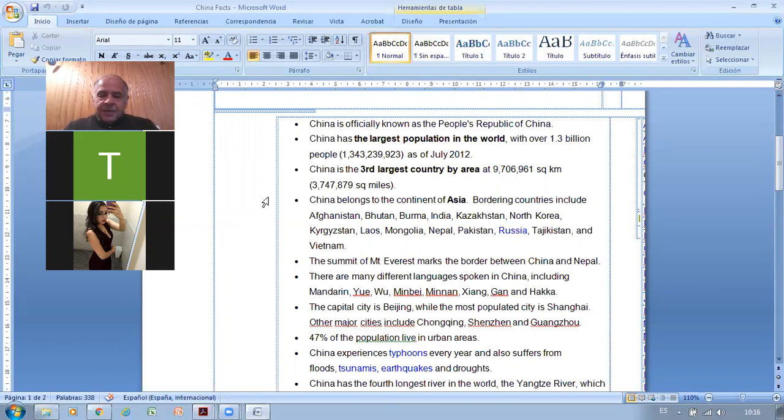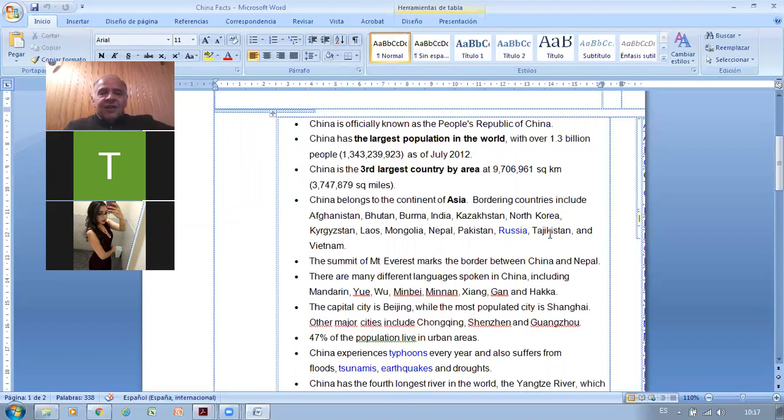Bordering countries include Afghanistan, Bhutan, Burma, India, Kazakhstan, North Korea, Laos, Mongolia, Kyrgyzstan, Nepal, Pakistan, Russia, Tajikistan, and Vietnam. Here you have Kazakhstan, Kyrgyzstan, Pakistan, Tajikistan. All those countries belonged to Russia in the past, and then they were all separated.